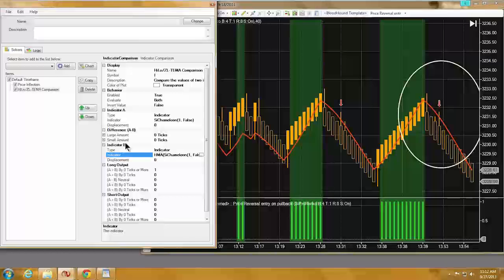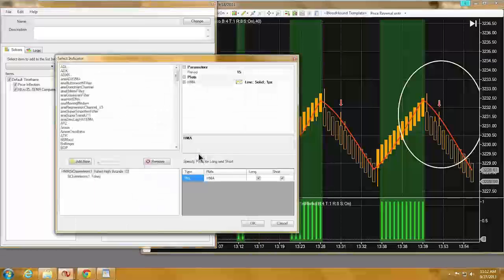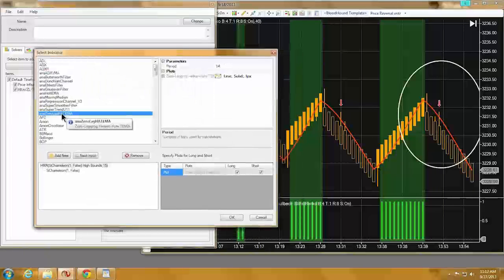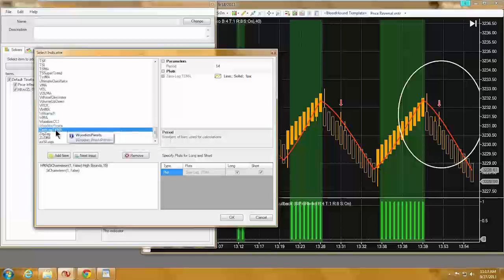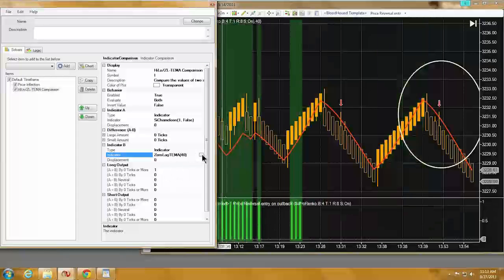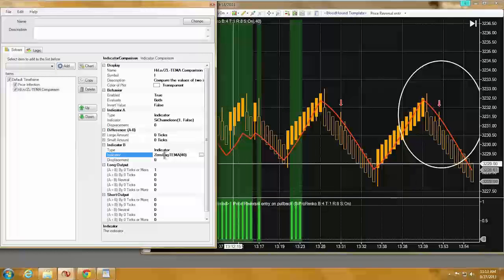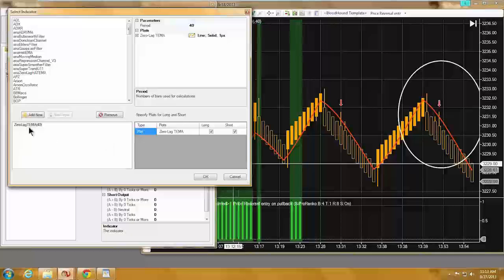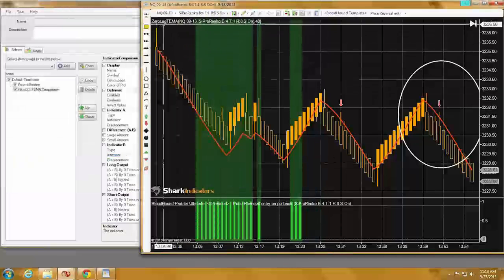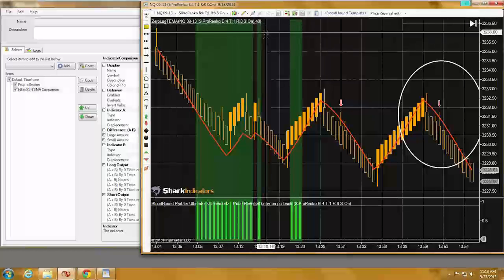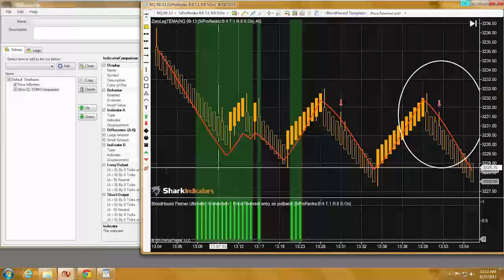All right, so let's switch over indicator B to the right moving average. Okay, there it is. And let's see, I'm using a 40 period. Oops. Right, yep, okay, zero lag, I believe I have a 40 period. Okay.